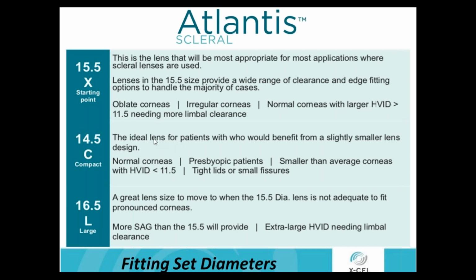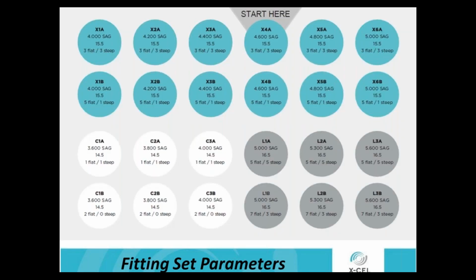We also provide other diameters in between this and beyond this. So our diameters go from 14.0 to 17.5, just in case there is something highly irregular or something you need to vault, like a pingueculitis or pterygium, where you really need a large lens. And we'll talk about that also.